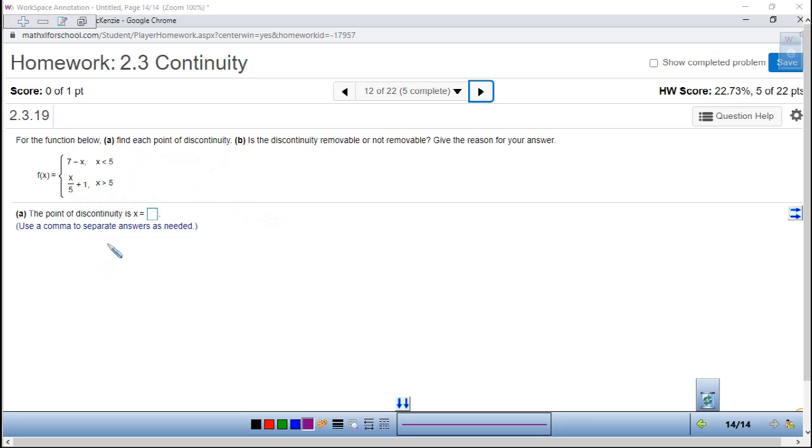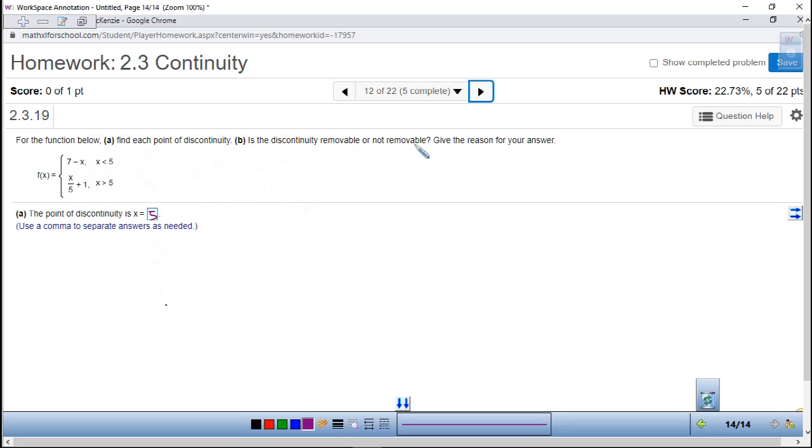Right here, I can look at this and know that I have a point of discontinuity at 5. Why do I know that? Well, if you look right there, I don't have a value at 5. I have a value when x is less than 5. I have values when x is greater than 5, but I don't have a value when x equals 5. When x equals 5, y equals whatever, nothing. We don't know. So automatically I know I have a point of discontinuity at 5.